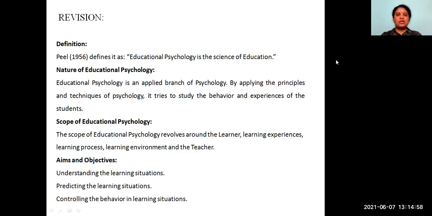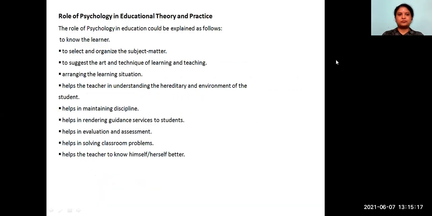So what are the main aims and objectives of educational psychology? Basically, you need to understand the learning situation, predict the learning situation, and control the learning situation. These are the three main objectives that are involved in educational psychology. Role of psychology in educational theory and practice. The role of psychology in education can be explained as follows.